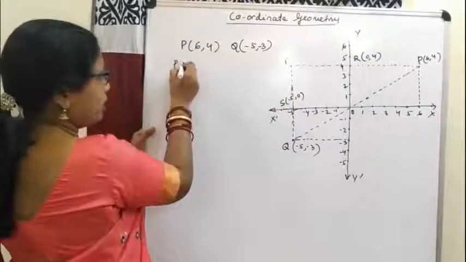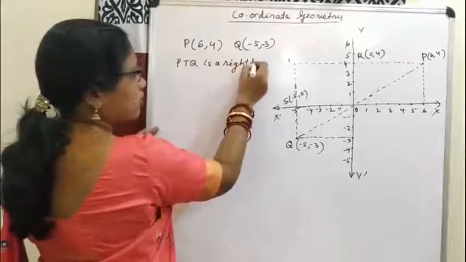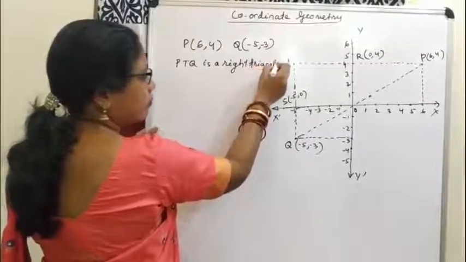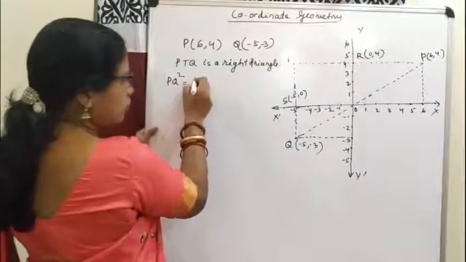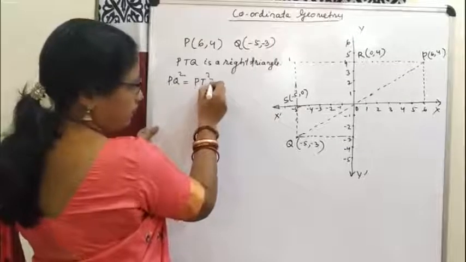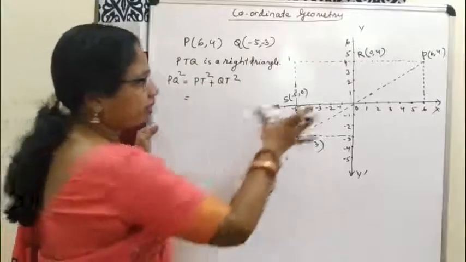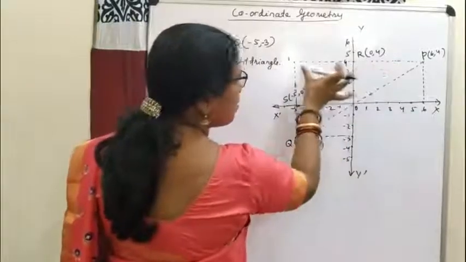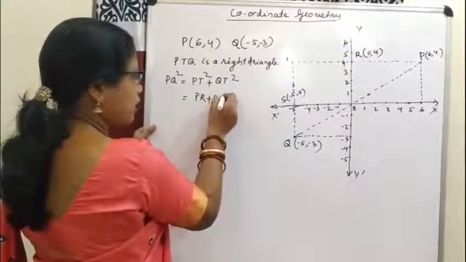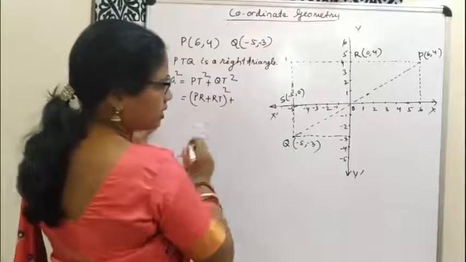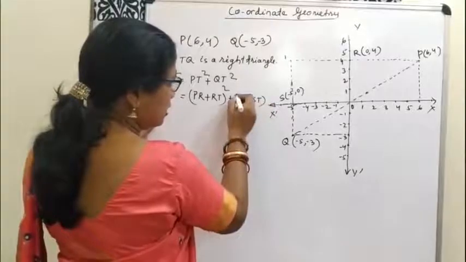PTQ is a right triangle. So PQ square is equal to PT square plus QT square. So what is PT? PT is PR plus RT. That is PR plus RT whole square, plus what is QT? QS plus ST whole square.